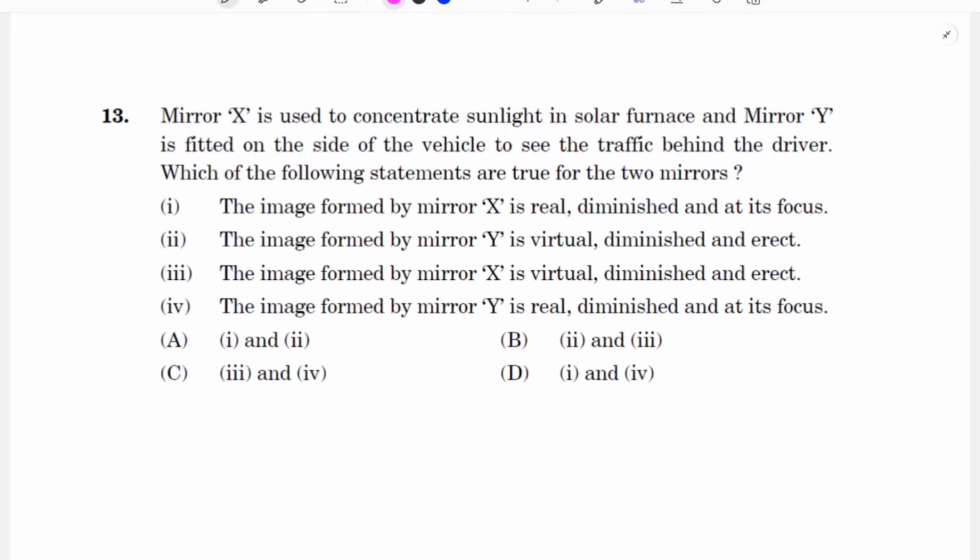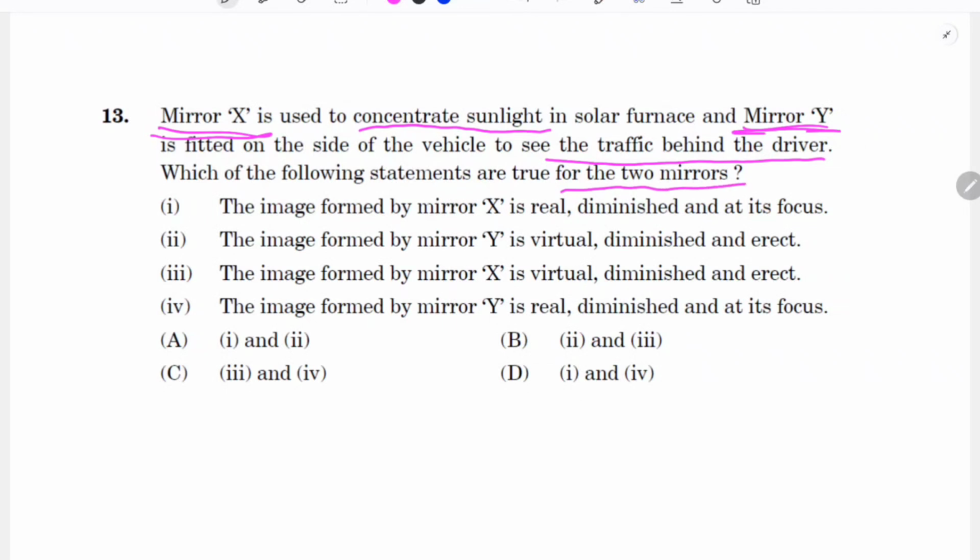Now coming to the physics part. A mirror X is used to concentrate. Mirror is there, that you have to note. Concentrate means all sunlight converging at one point. Mirror X is used to concentrate sunlight in a solar furnace, and mirror Y is fitted on the side of the vehicle to see the traffic behind the driver. Which of the following statements are true for the two mirrors?